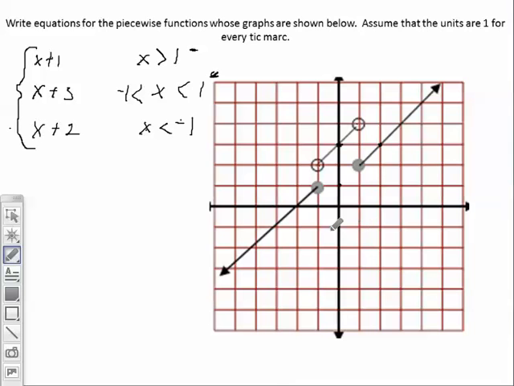Good. So let's pick the point negative 2. Negative 2 would be in this function down here. Negative 2 plus 2 is 0. So at negative 2, I should be at 0, and I am. I've got all three functions finding points at the right spot.